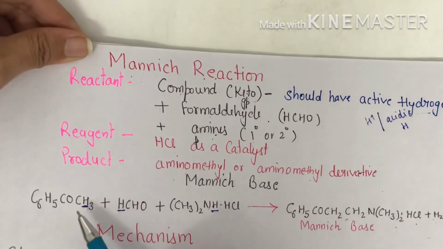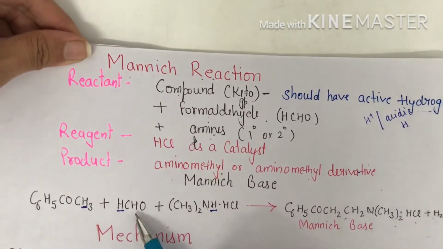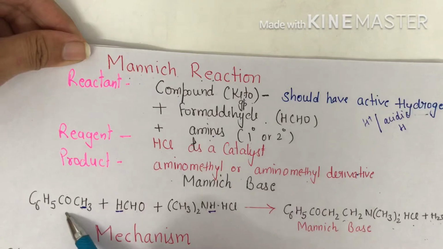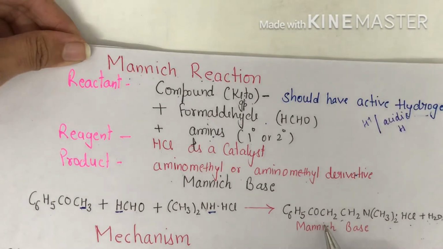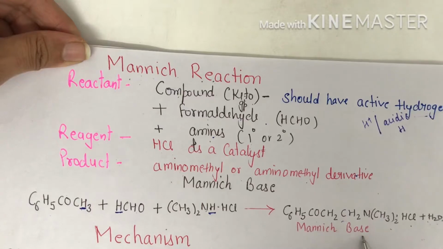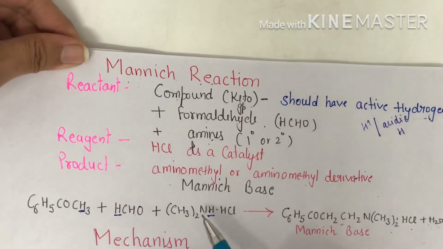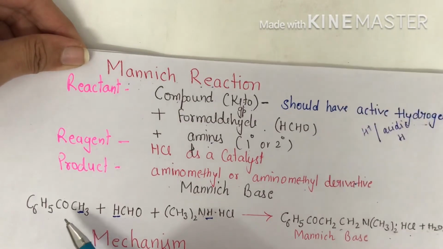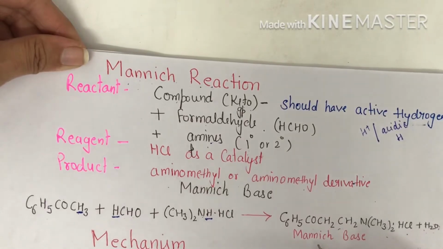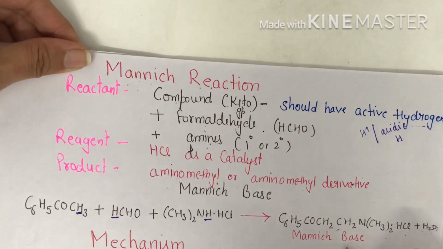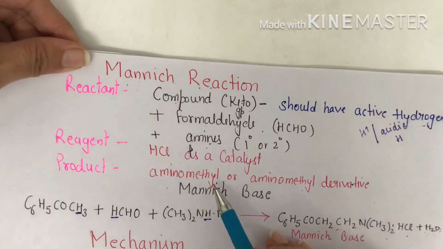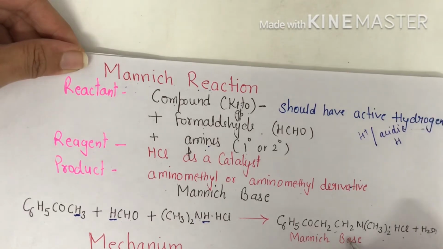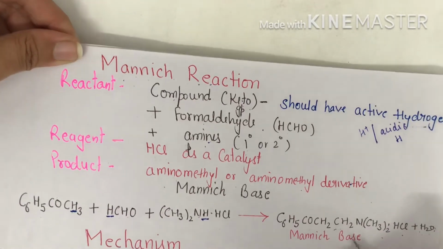Here we have the reaction in which formaldehyde on condensation with an amine and an active methylene compound gives a product called Mannich base, right? The formaldehyde, secondary amine and the reactant, acetophenone, condense to each other and give a Mannich base. Mannich base is also called an aminomethyl derivative or beta amino carbonyl compound. This is Mannich base.